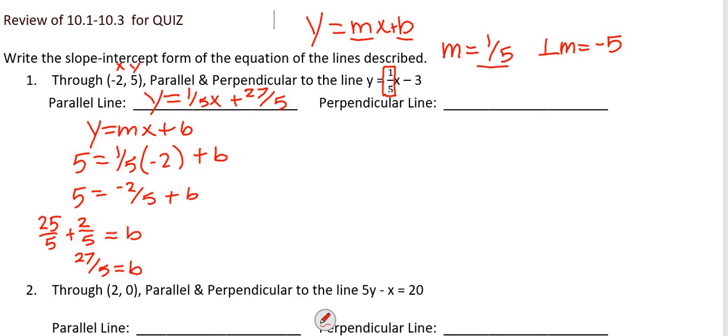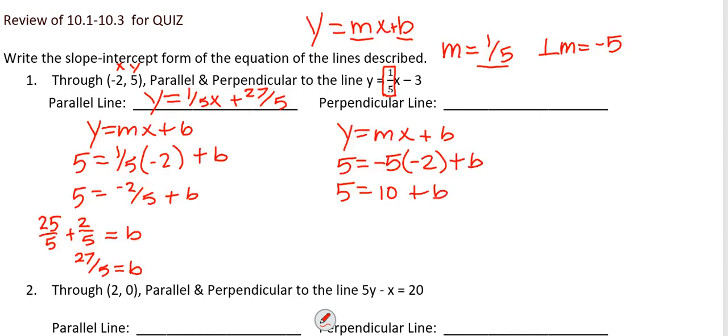So we're going to do this process over and over again to find the perpendicular and parallel lines through the given point. So here again, we're going to do y equals mx plus b. We're putting in our x and y values. So we got 5 here is equal to, now our perpendicular slope is going to be -5, so let's give 2 plus b. So 5 is equal to 10 plus b. When we subtract 10 from both sides, we get that our b is -5.